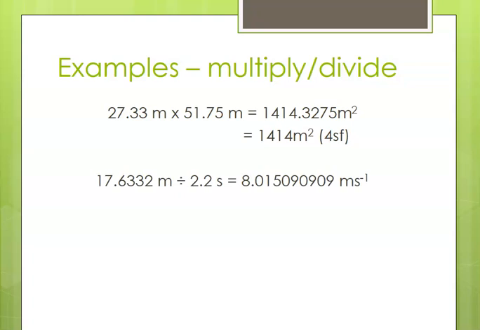Here's another example. Let's say we're measuring some speed. Now, we know the distance that's been travelled very, very accurately, 17.6332 metres. And we've measured the time on a stopwatch and we've got 2.2 seconds. Pop those numbers into a calculator and you get something quite ridiculous that actually is a recurring answer. So it's 8.015, 0909, 09, 09, etc. We can't report that. The time is only accurate to 2 significant figures, so our answer can only be accurate to 2 significant figures.